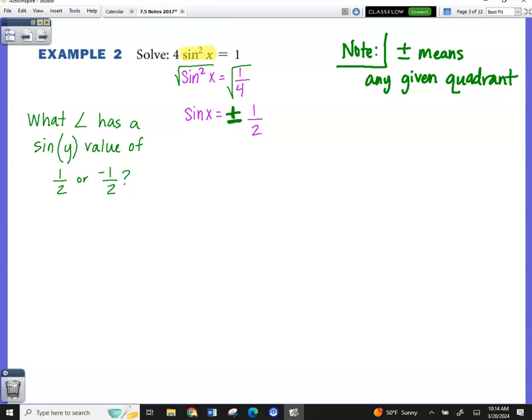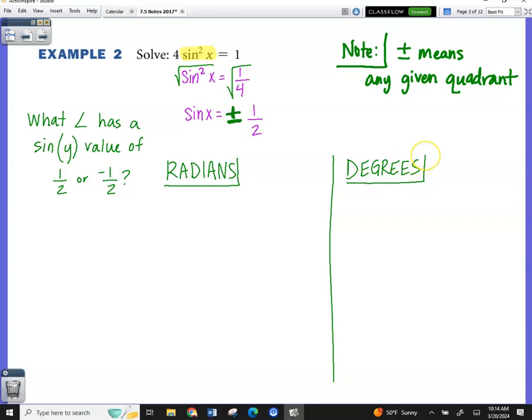We are going to write our answers in both radians and degrees. So I'm going to separate these. How many quadrants are there? See how I'm setting this up? And I know that it's 4 because it said plus or minus.